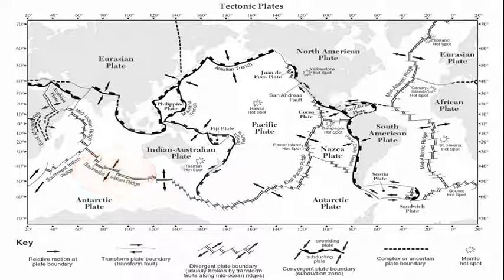In case you get a little bit confused, go down to the bottom of your map. Notice the key, the little zigzag pattern, and the arrows moving apart. That's your divergent boundary.